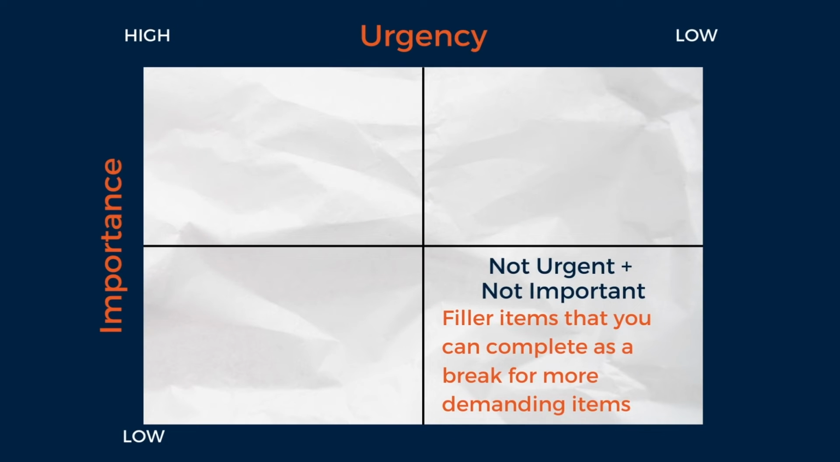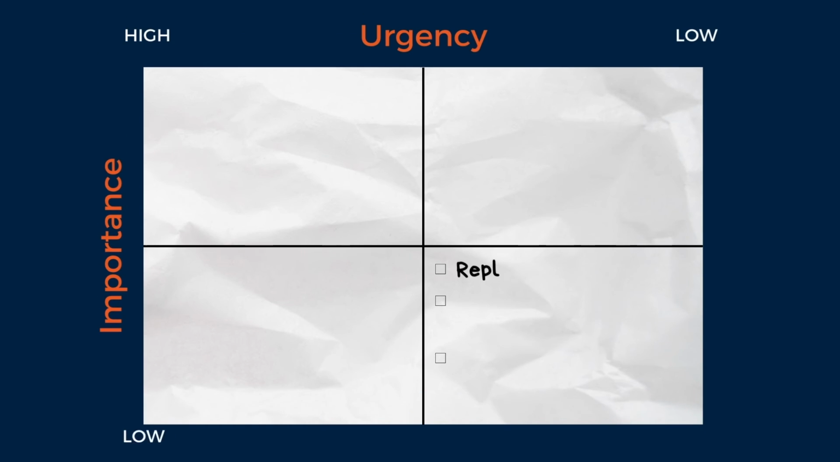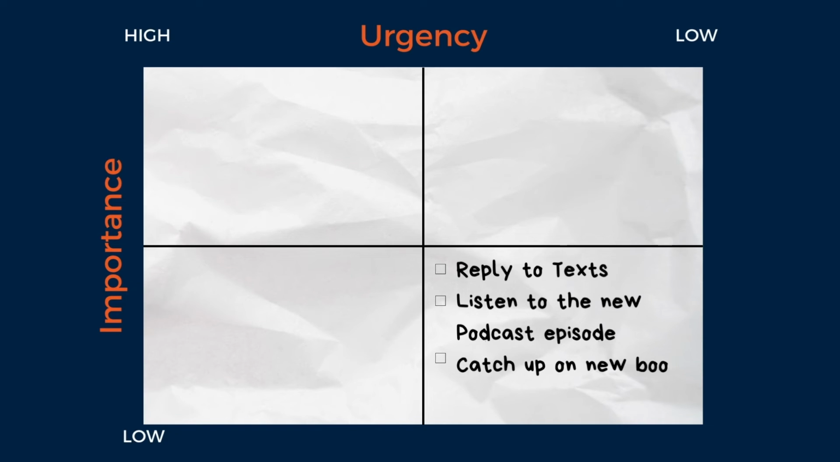Lastly, we have quadrant 4, which is reserved for items that are both not important and not urgent. This last quadrant should not have anything that is school or work related, but instead have smaller items that you could utilize as a break. Quadrant 4 has items like replying to text messages, listening to a new podcast episode, or catching up on your new book.